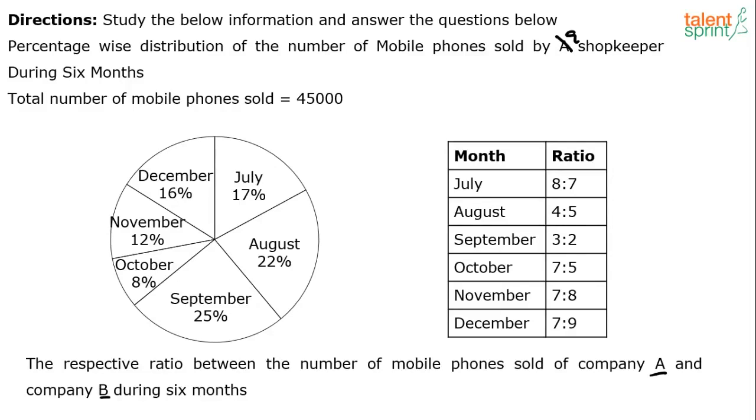Yes or no? 8:7. Then similarly, the ratio of mobile phones sold in August, of company A and company B, is 4:5, and so on. All right. So what you can do is just spend a minute here. Try to do one or two calculations for a particular month. It's very important for us to understand that before you jump to the questions.